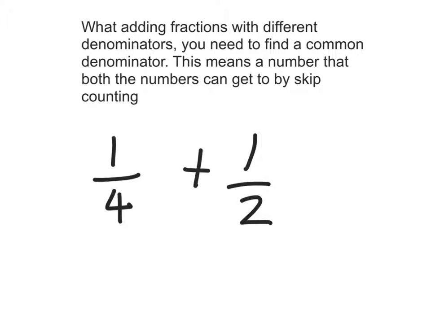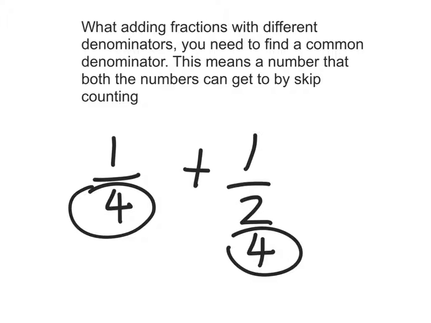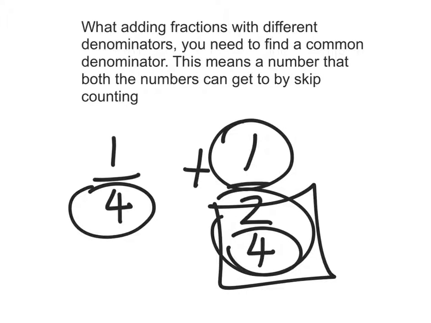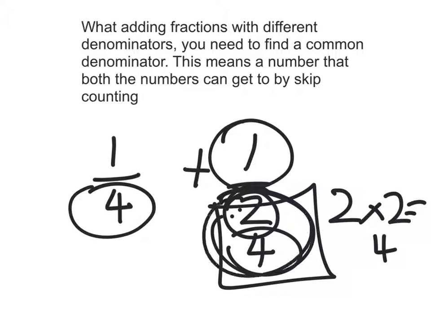So if I was going to skip count by 2, I would go 2, 4. I can stop there because I can see now that these both have the same denominator. Now you need to make sure that when you're changing the denominator, whatever you do to the bottom number, you need to do to the top number as well. So I went 2, 4. How many times did I have to times 2 by to get to 4? Hopefully you know the answer is 2, because 2 times 2 equals 4. So I times the bottom by 2, so now the top part I need to times by 2. So 1 times 2 equals 2.